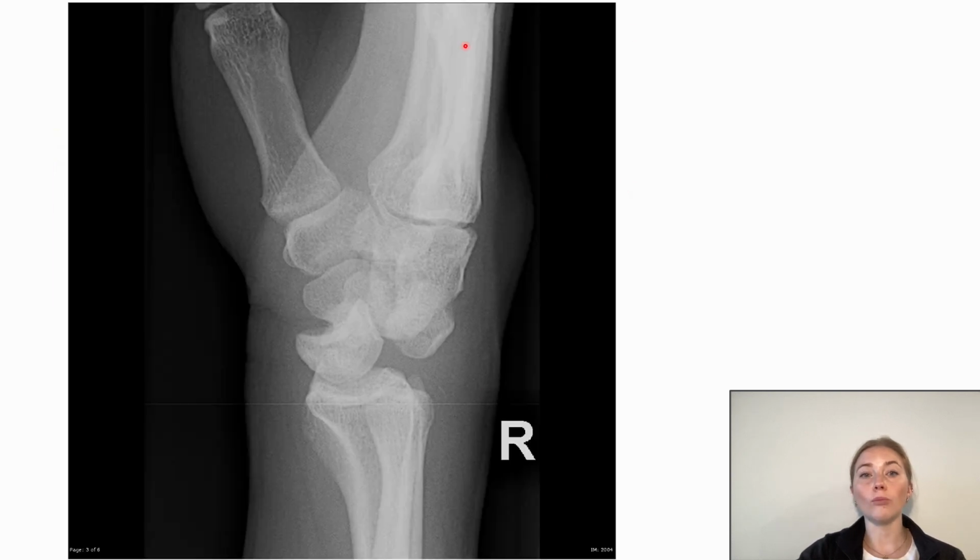Perilunate dislocations are more common than lunate dislocations, and they happen when the articulation between the capitate and the lunate is disrupted. So in this example, you can see that the lunate and capitate are completely out of alignment, with the capitate here and the lunate here, so definitely not a cup and saucer. However, the radius and lunate are still in okay alignment. The lunate is still sitting in its lunate fossa there, but the capitate is completely misaligned. So that would be a perilunate dislocation.